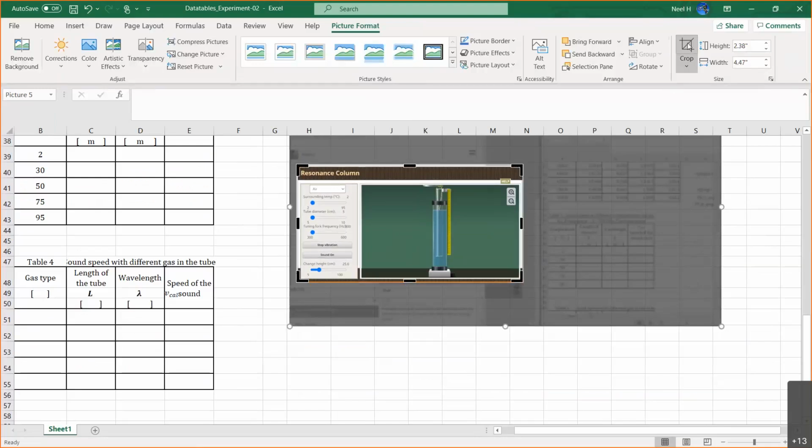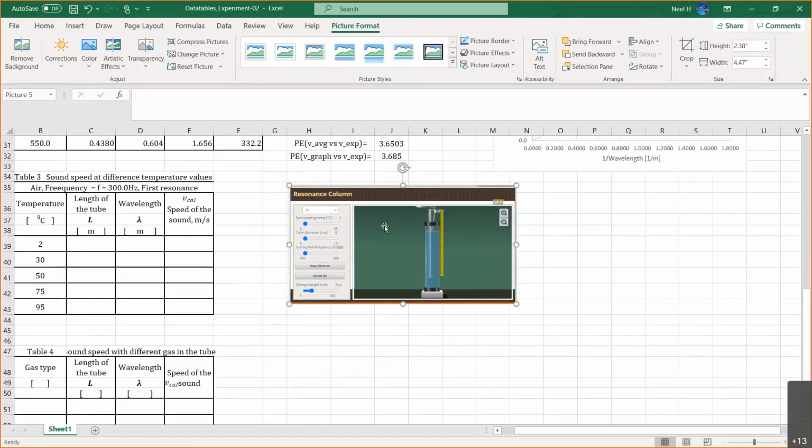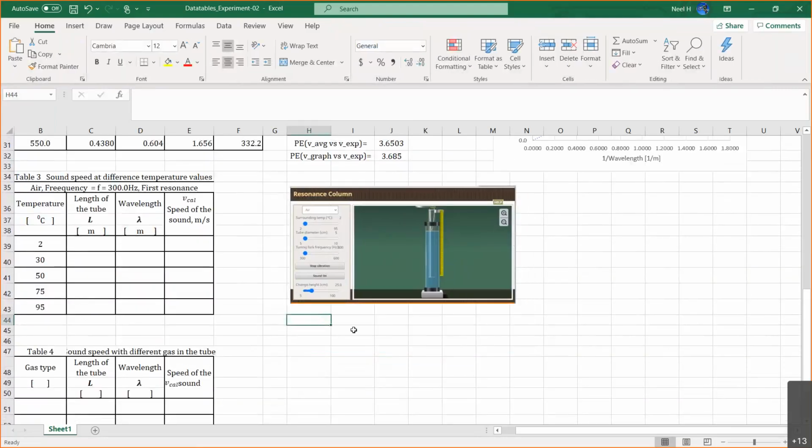Okay, and then click the crop again. So that's our picture. If you have a picture anywhere on your lab report, make sure it is renamed. The pictures are renamed as figures. If this is Figure 1, this is the schematic diagram of the sound wave experiment, or you can say sound wave simulator. So you need to make sure you rename accordingly.